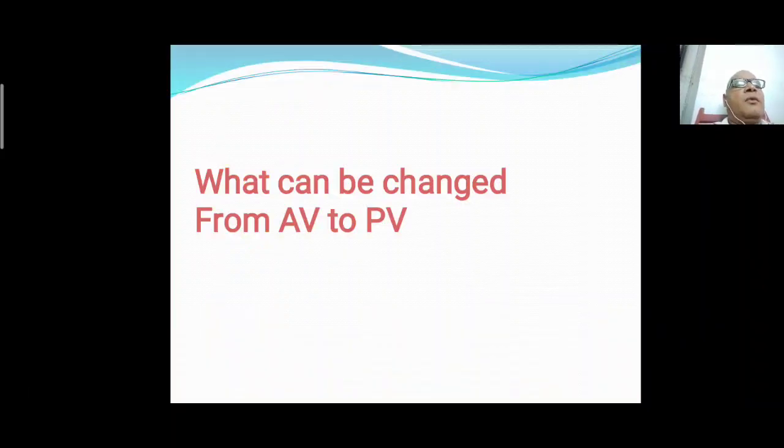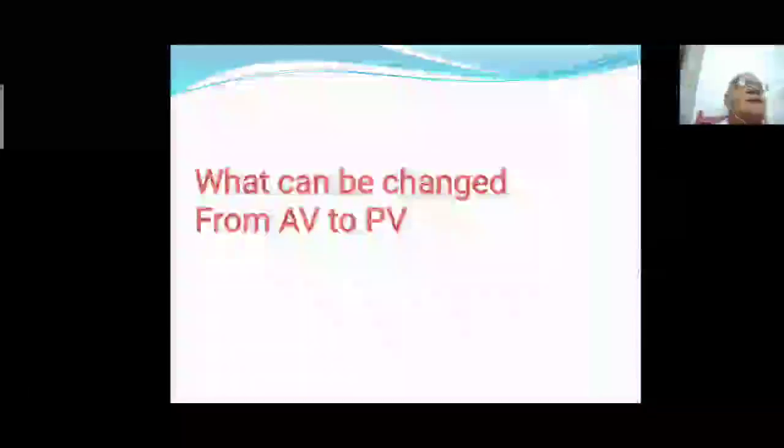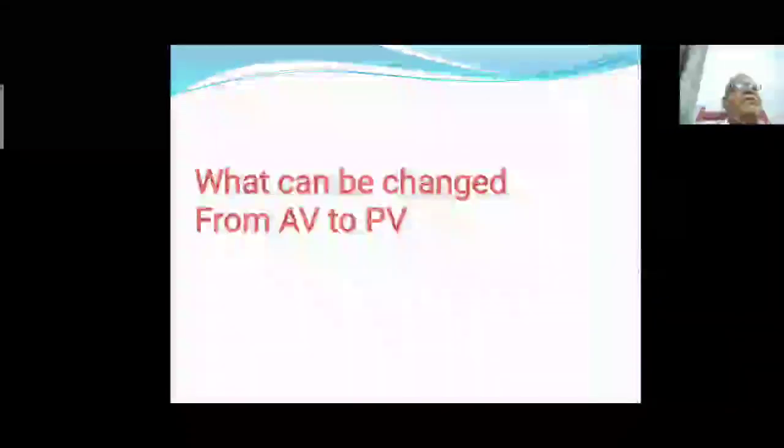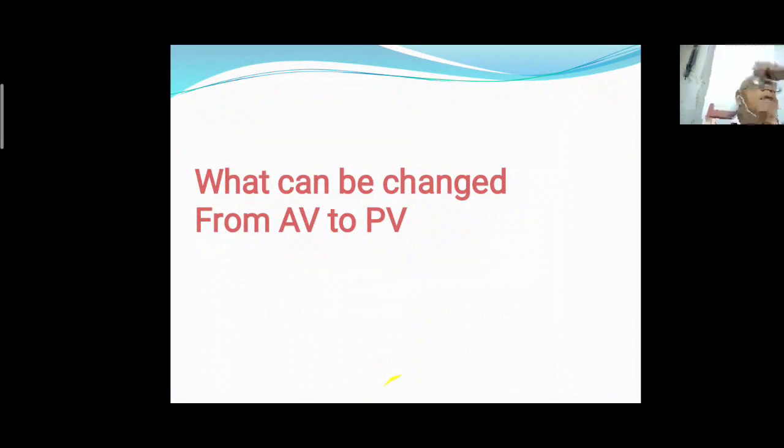Then here, what can be changed from active voice to passive voice? How can we change it? We can change any sentence: present tense, past tense, future tense, or imperative, declarative, or any sort of sentence can be changed from active voice to passive voice.